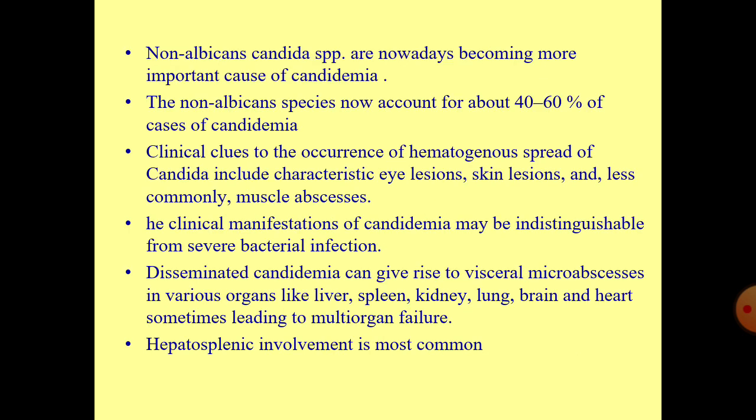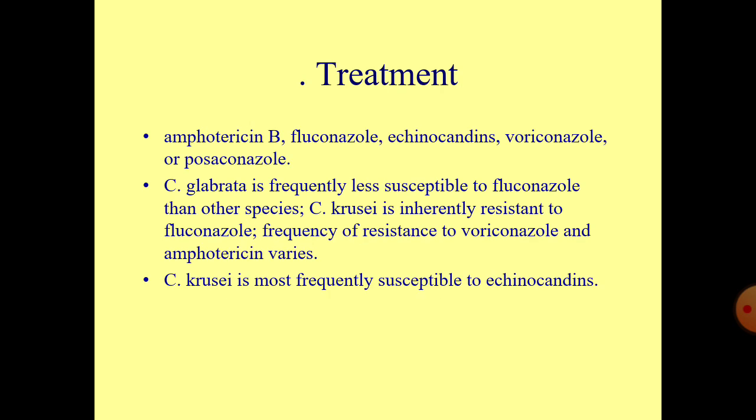As we said, non-albicans candida has become more and more common with time, and now 50% of the candida is non-albicans candida. And as we said, the disseminated form is mainly hematogenous spread, which can involve different organs like the eye and skin, and it may lead to micro abscesses in different organs of the body.